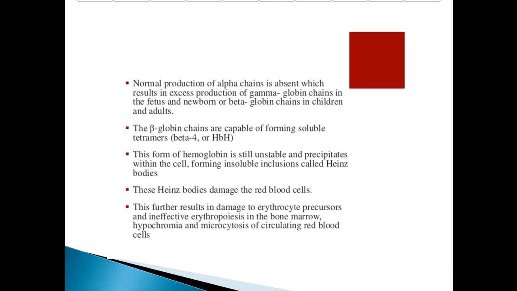While the beta globin chains are capable of producing soluble tetramers, this form of hemoglobin is still unstable and precipitates within the cell, forming insoluble inclusions called Heinz bodies. These Heinz bodies damage the red blood cells. This further results in damage to erythrocyte precursors and ineffective erythropoiesis in the bone marrow, hypochromia, and microcytosis of circulating red blood cells.